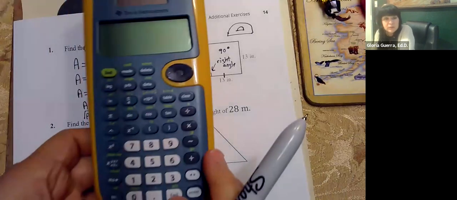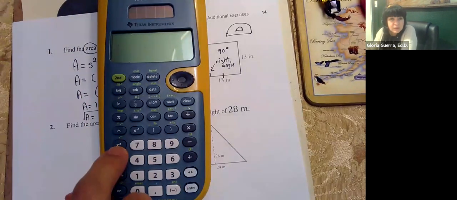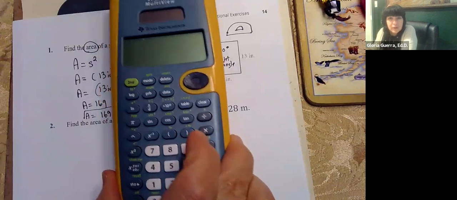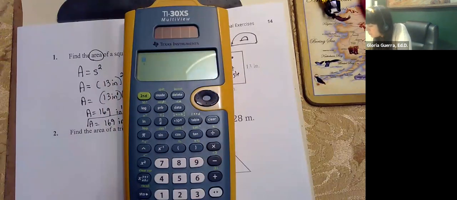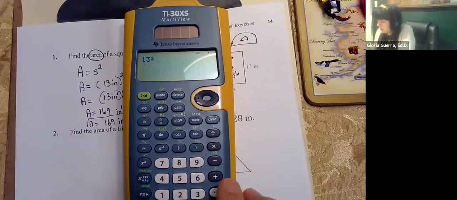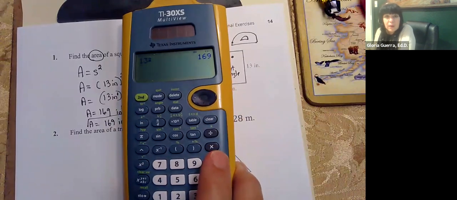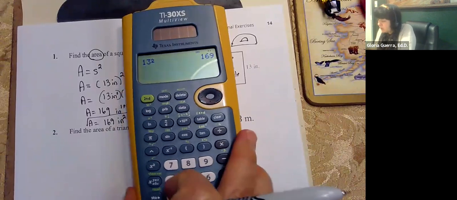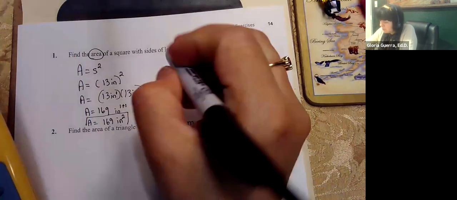Let's see. See this key right here? X squared, that's the squared key. So you would turn this thing on, hit 13, and then hit this little X squared. And you see that gives you 169, okay? So let me kind of highlight that key right here.